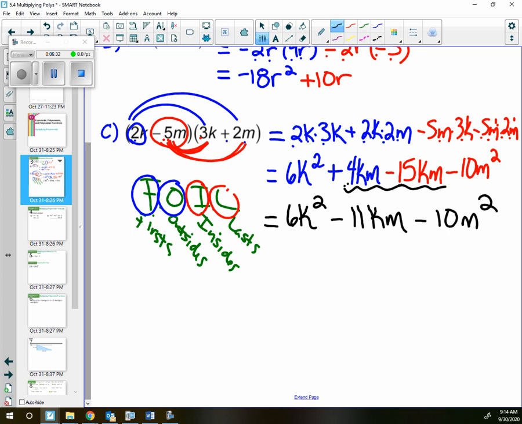So when you're doing a binomial times a binomial, just think FOIL: first, outside, inside, last. It's double distributive property. You're distributing with the 5m, and you're distributing with the 2k, everything in that second set of parentheses, and we can put together like terms.